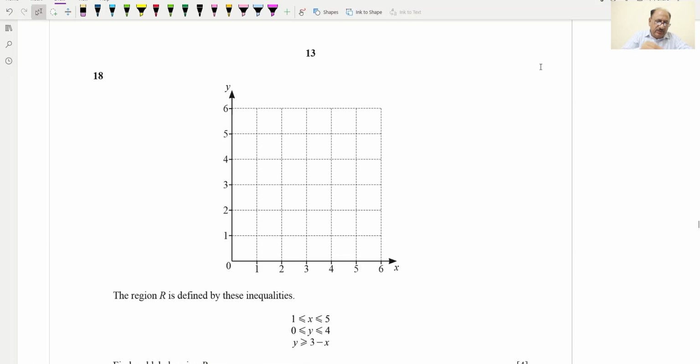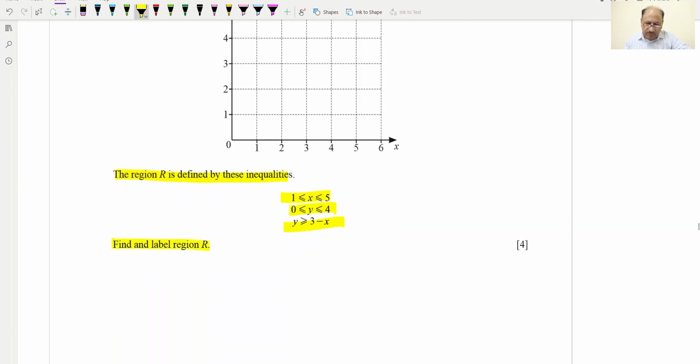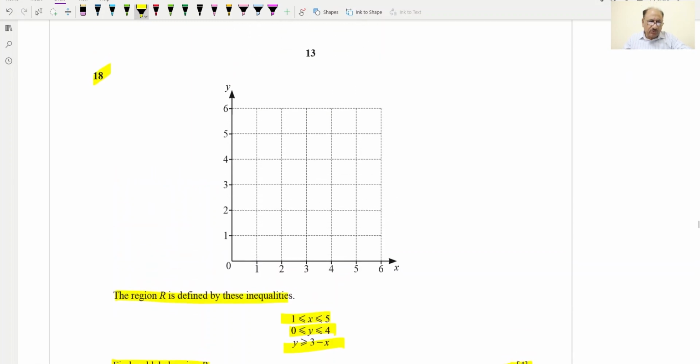Now question number 18. Question 18 says the region R is defined by these inequalities. 3 inequalities are provided, and we have to find and label the region R, and this is a 4-mark question. So we will be identifying, first one is x is in between 1 and 5. So we can draw x is equal to 1, because this is greater than or equal to, so it will be a solid line, and 5 also, this will also be a solid line.